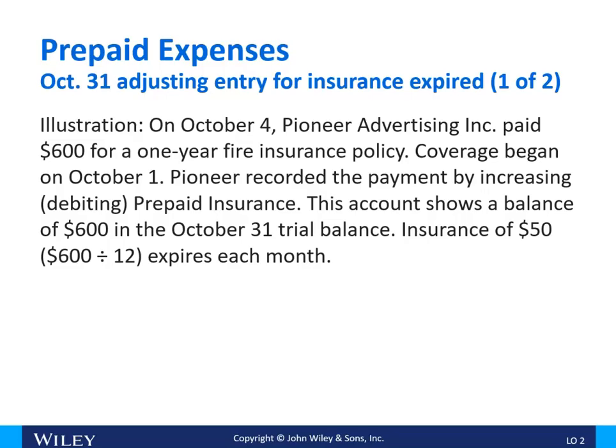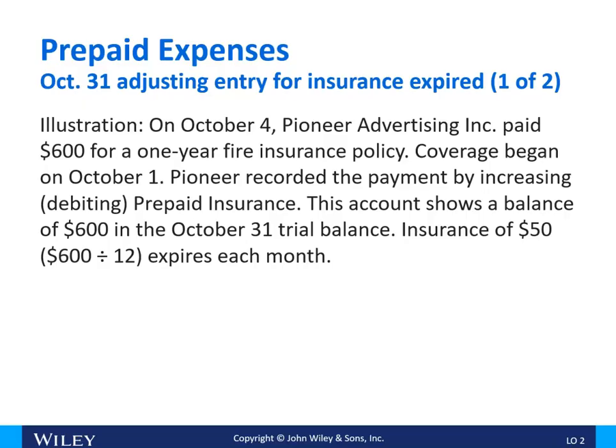Adjusting entry for insurance. On October 4th, Pioneer Advertising paid $600 for a one-year fire insurance policy. Coverage began on October 1st. Pioneer recorded the payment by debiting the prepaid insurance account. This account shows a balance of $600 at the October 31st trial balance.